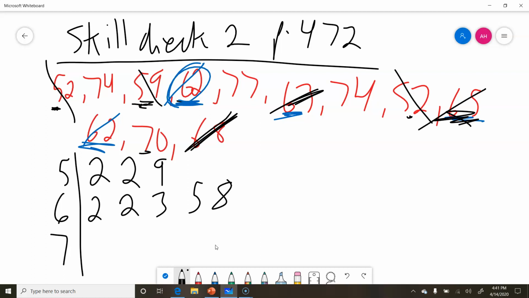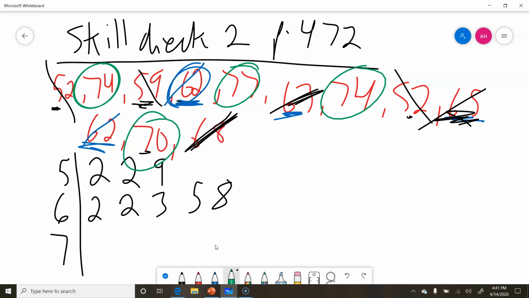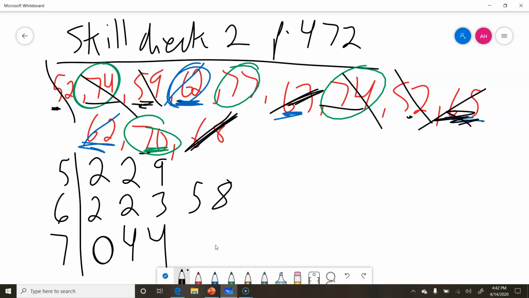Now I'm down to the 70s. So where are my 70s? Right here: 74, 77, 74, and 70. Oop, didn't want to cut across there. 70 right there. So the smallest is obviously going to be the 70, so that's a 0. And then I have a 4 and a 4, so cancel out those. And then we have our last one, which is 77.